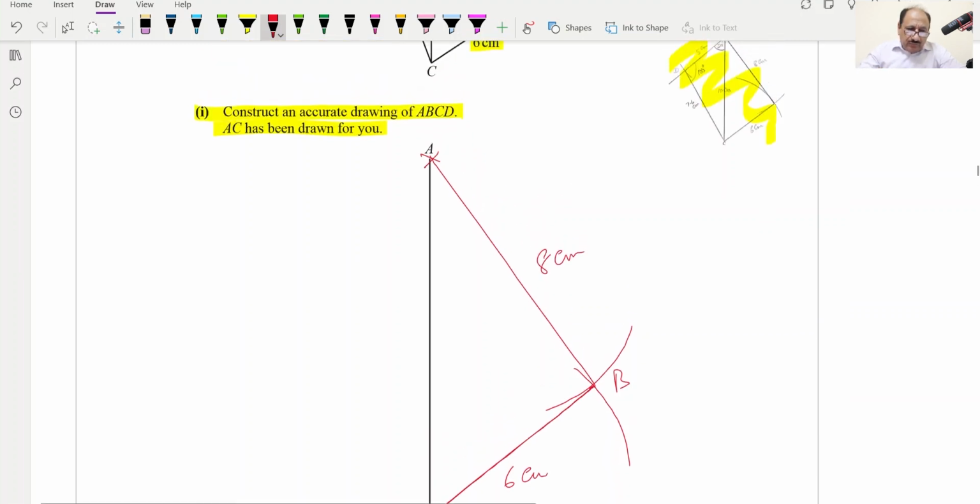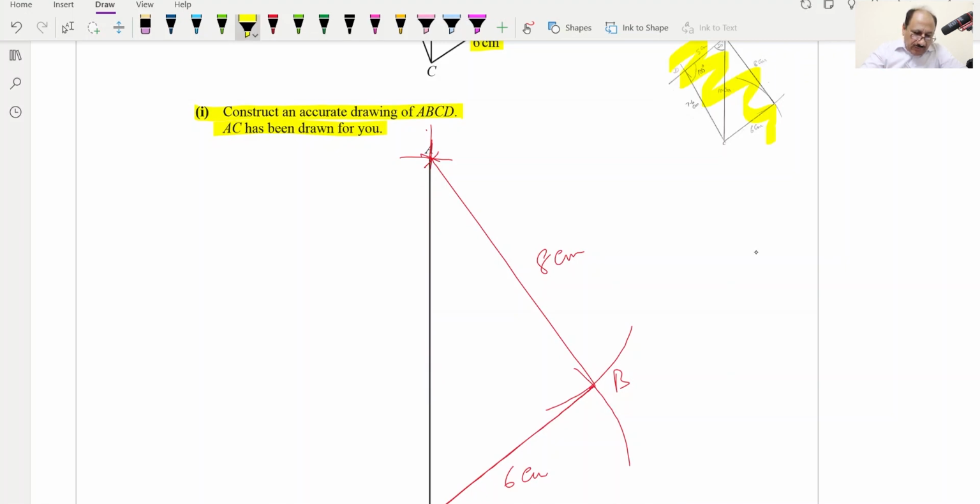After this you will have to use a protractor. Place it over here on this mark A, and check angle 50 degrees with this 0 line. Taking this line as the 0 line, draw the 50 degree point.